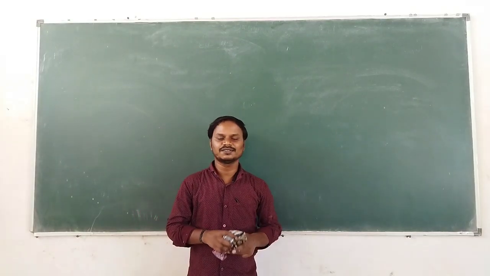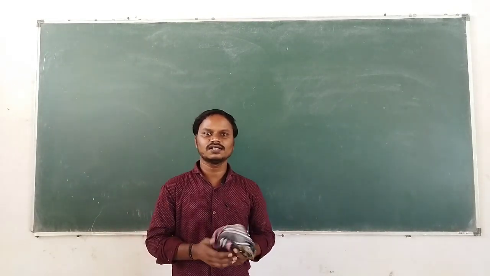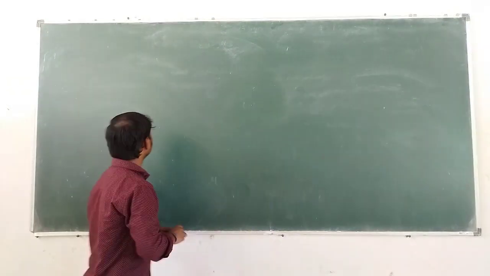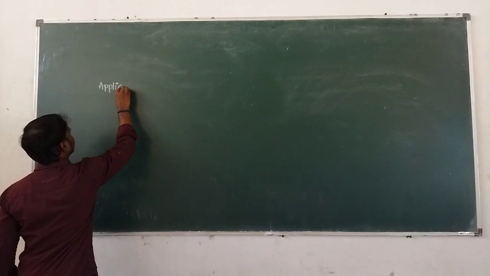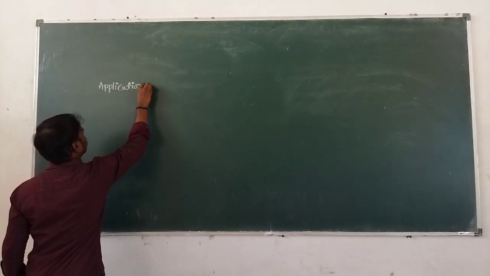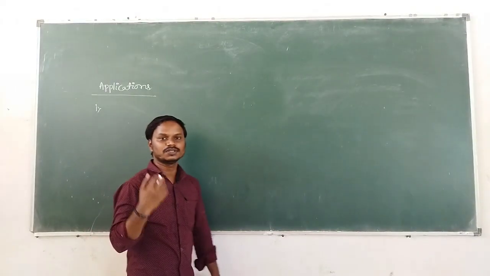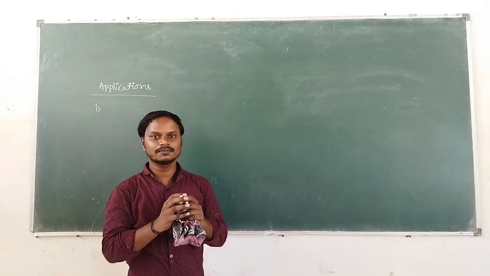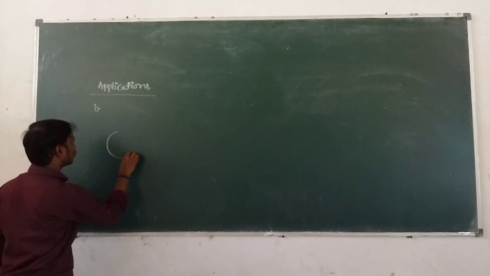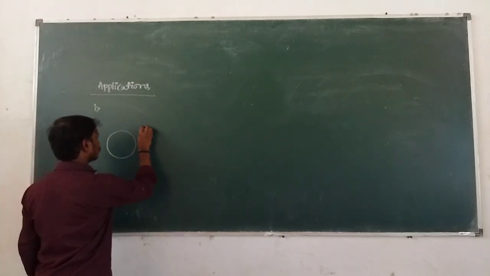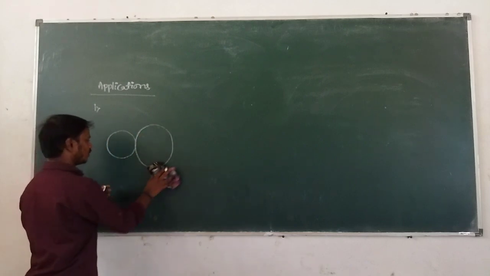Hello dear students, in today's class we are going to discuss how to find the position of center of mass of two circular discs placed in contact. So it is a neat application. First application is how to find the position of center of mass of two circular discs placed in contact. See here, how many circular discs are there? Two circular discs, and both are placed in contact.